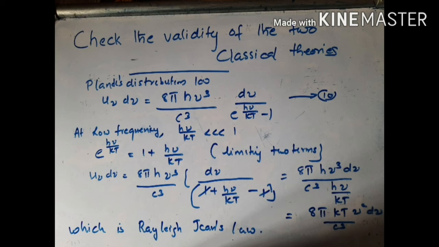u_nu d nu is equal to 8 pi h nu cubed by c cubed into d nu divided by 1 plus h nu by kT minus 1. Cancelling 1 and minus 1, we can simplify the equation as 8 pi kT nu squared d nu by c cubed, which is already given as the Rayleigh-Jeans law.